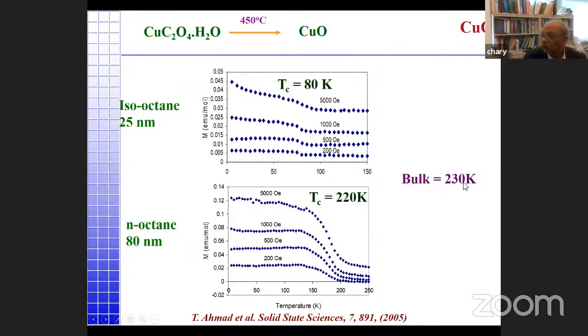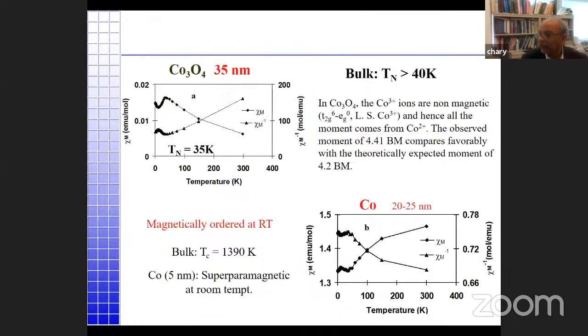You see, bulk is 230 Kelvin. When the particle size is 80 nanometers, that Curie temperature is 220K, and when it is 25, it has gone down to 80 Kelvin. So we are able to manipulate the onset of the ferromagnetic transition temperature just by playing with the size of the particles. This is amazing. This is totally unexpected.